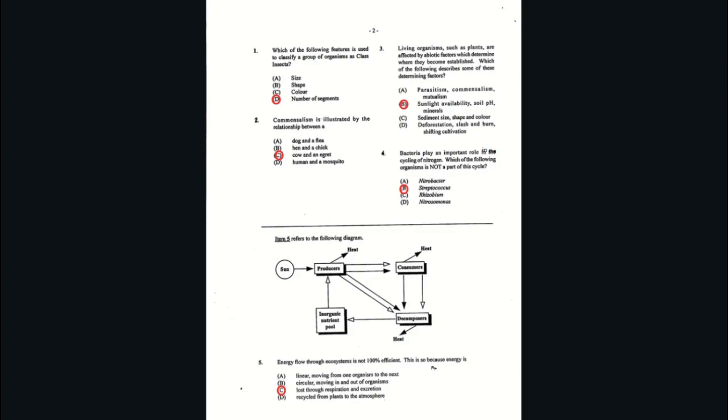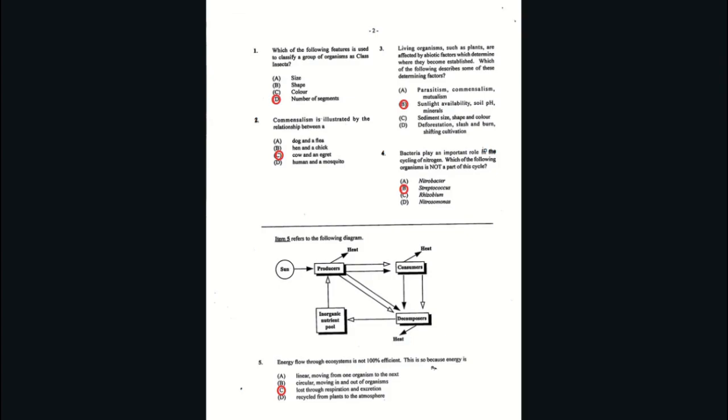This question is asking about abiotic factors, which we know are non-living things. A could not be the answer because A is describing symbiotic relationships. B is the answer because it's actually talking about abiotic factors, which are non-living things such as sunlight availability, soil pH, minerals, and basically temperature. Those things are abiotic factors, and that's basically why B is the answer.